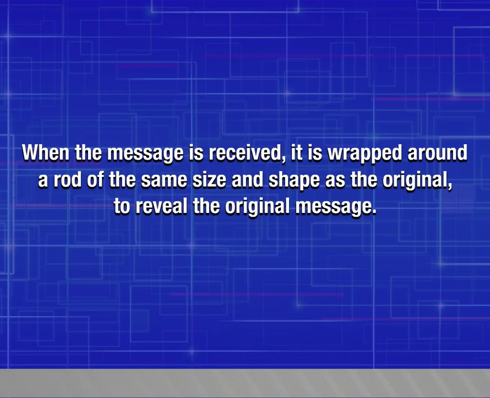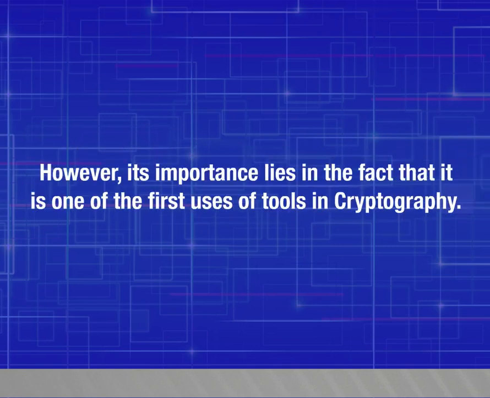When the message is received, it is wrapped around a rod of the same size and shape as the original to reveal the original message. However, its importance lies in the fact that it is one of the first uses of tools in cryptography.